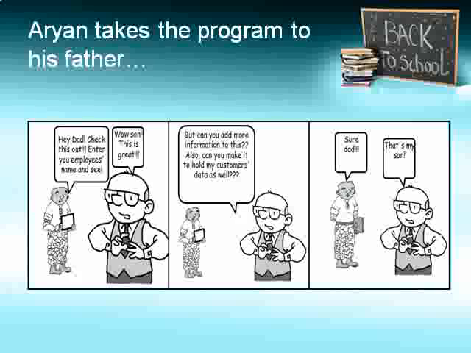Please go through this cartoon. Aryan's dad is very happy with the program, but instead of raising the pocket money, he changes the requirement itself. He needs more information for each employee, for example, employee's age and designation. Not only this, he needs Aryan to modify the program to add information about customers as well. Let's see how Aryan is going to change his program to accommodate all these changes.